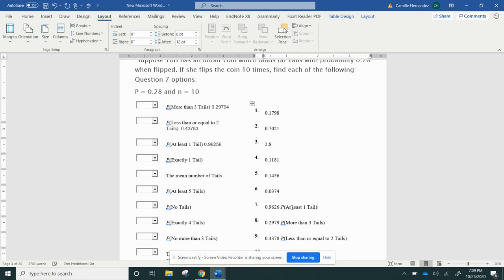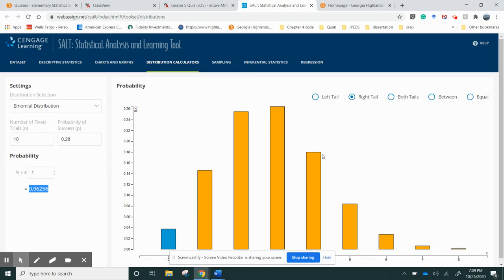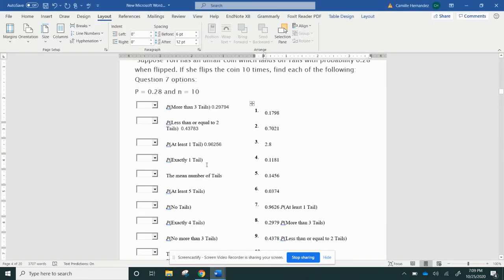Okay, all right, so do exactly 1 tail. All we have to do is do equal right here, and then we're going to do 1, and there it is. It's 0.1456. So I'm just going to put that here. I know I'm probably doing way too much work, but I just want you to see where they are so you can check yourself if you need to.